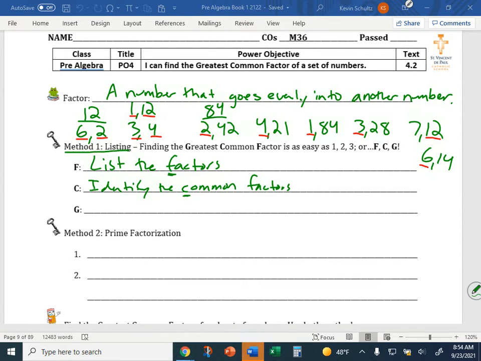Identify those common factors. Okay? And then the last step, mirror, mirror on the wall, which is greatest of them all? The greatest common factor is 12. Okay? So we're going to find the greatest of those common factors.